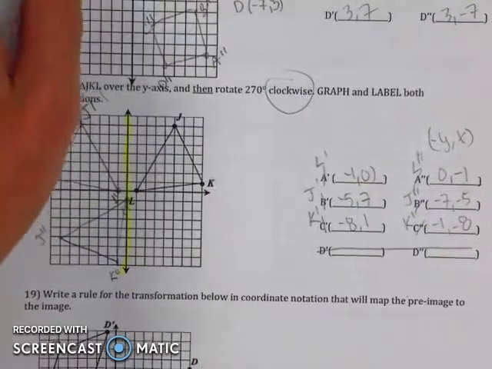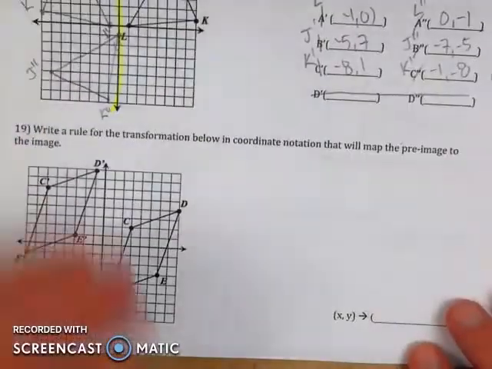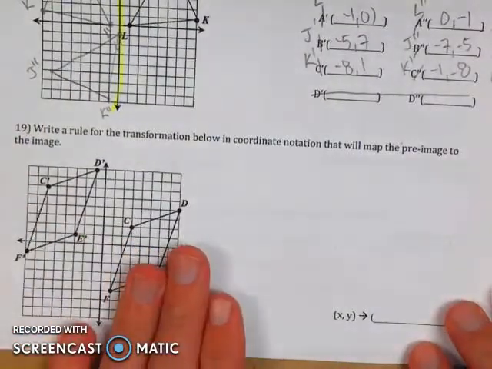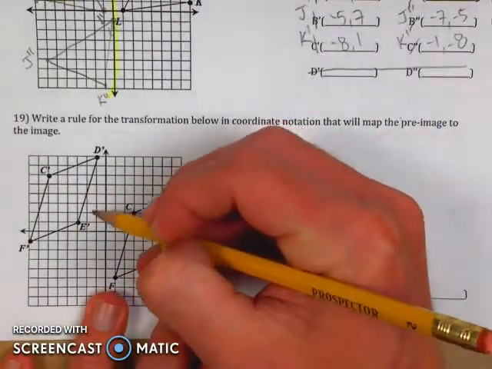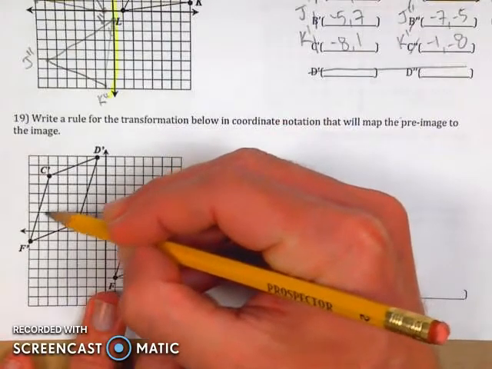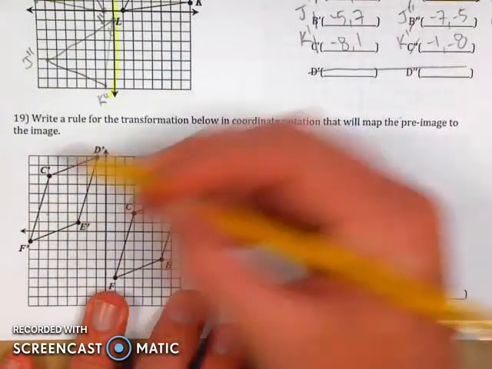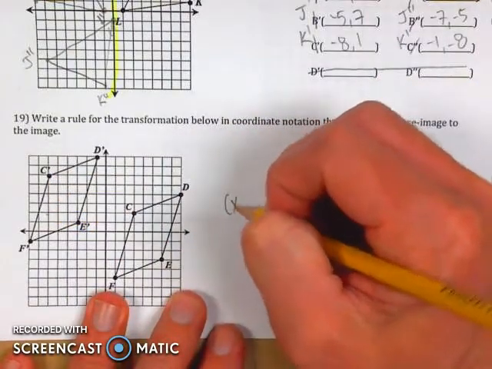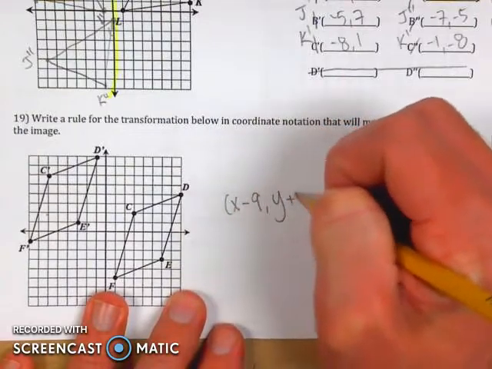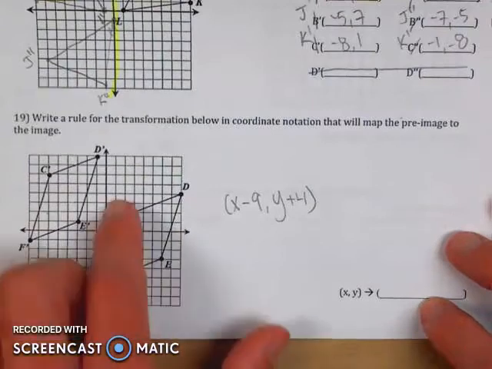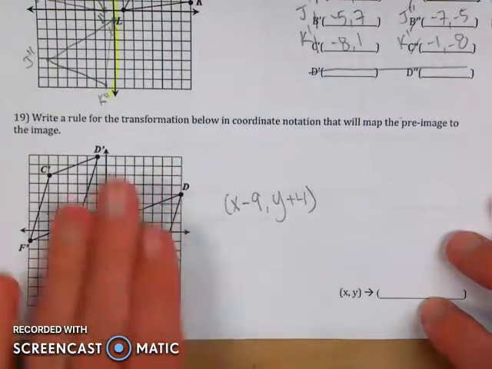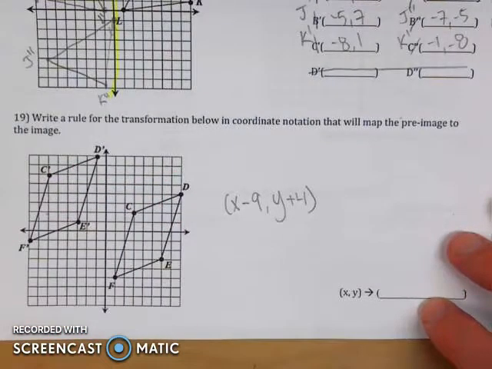All right, number 19, write a rule for the transformation below that maps the preimage to the image. This looks like a slide, so we're just going to go left 1, 2, 3, 4, 5, 6, 7, 8, 9, and then up 1, 2, 3, 4. So that's going to be x minus 9, y plus 4. Basic translation, no reflection needed. All the C, D, E, F are in the same relative position, so we can just slide it in.